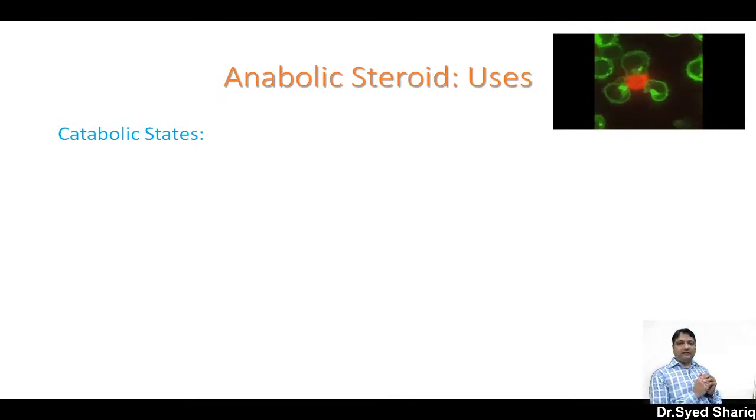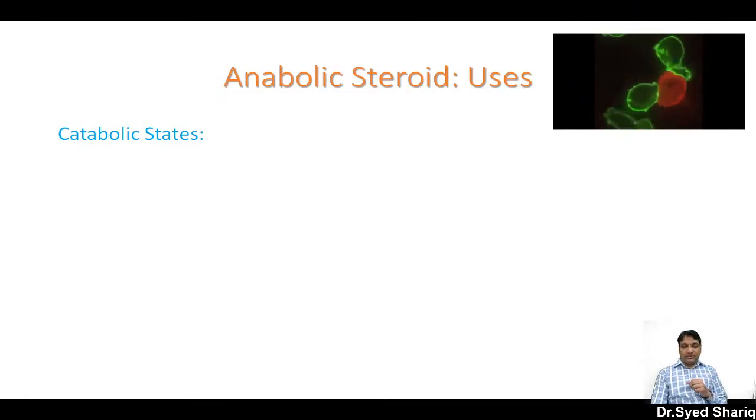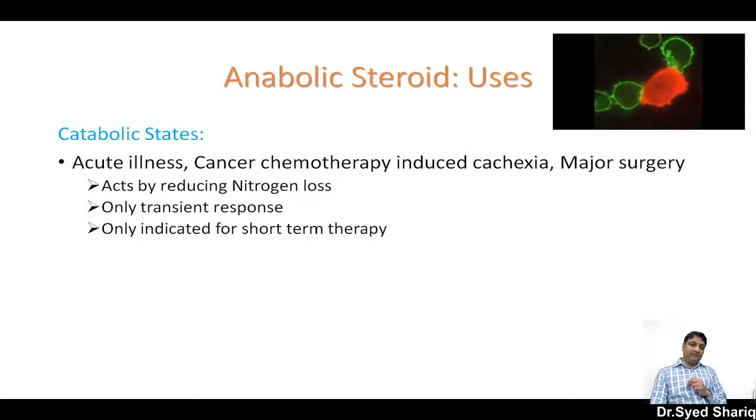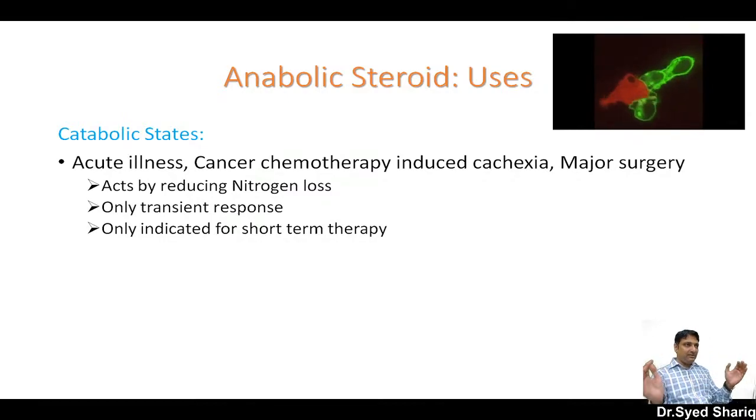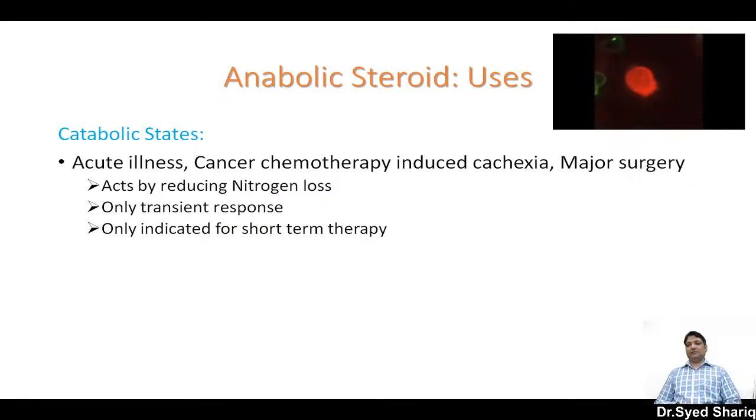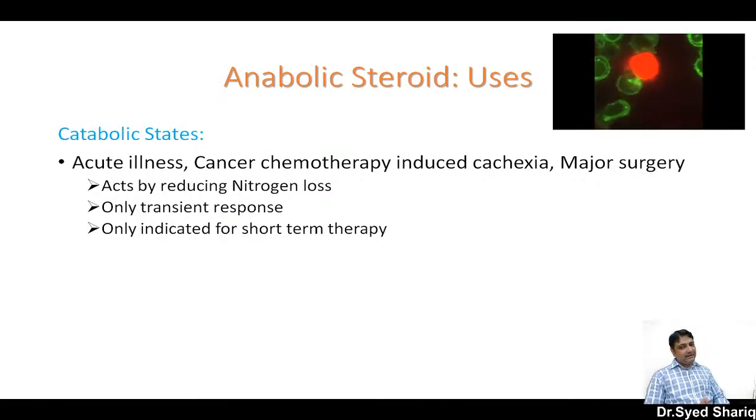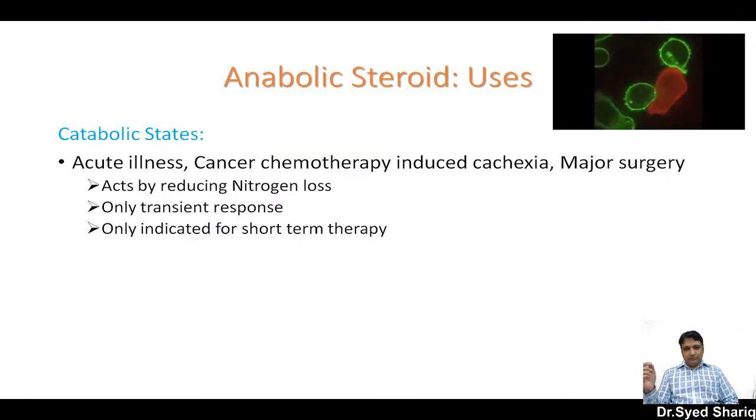Now, in these patients, we can give anabolic steroids. So it can be given in cancer chemotherapy induced cachexia. Cachexia means loss of weight or decreased appetite, and it's a combination of symptoms where muscle wasting, loss of weight, decreased appetite, everything is present. So cancer chemotherapy induced cachexia is one of the major indications of these anabolic steroids.